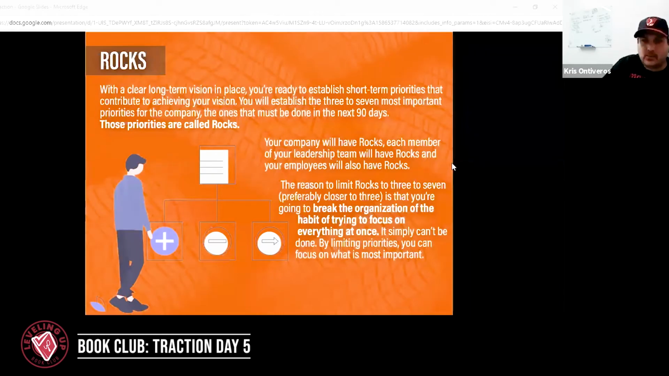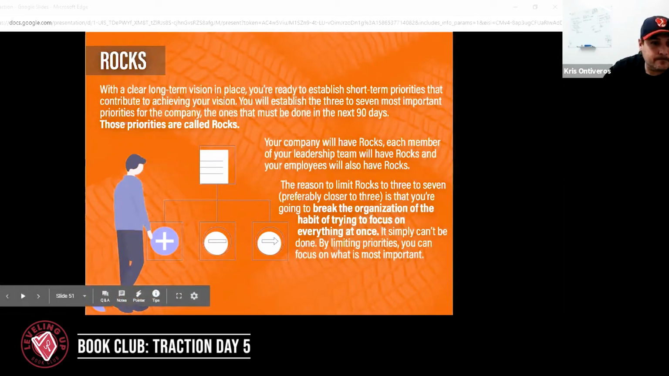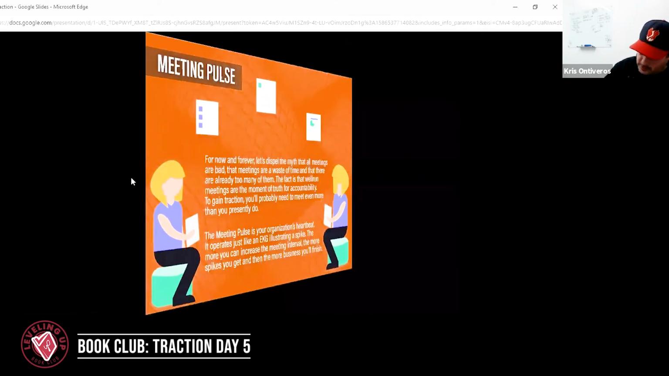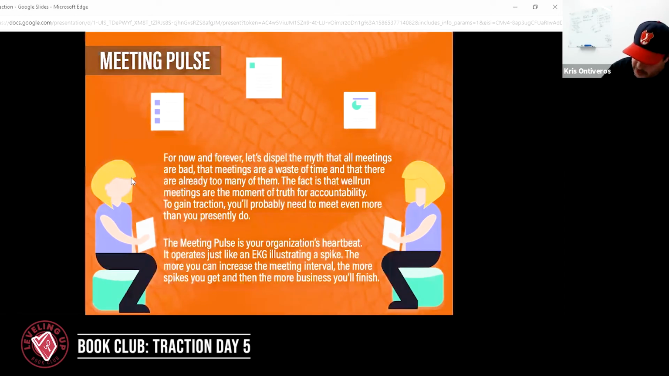Lastly, they want to go over the meeting pulse. And this is a big one, guys. I think this is one of the most important things to implement. So they're talking about your 90-day world. As a part of your vision, you created a 3-year picture. After that came a 1-year plan, and now a 90-day world.